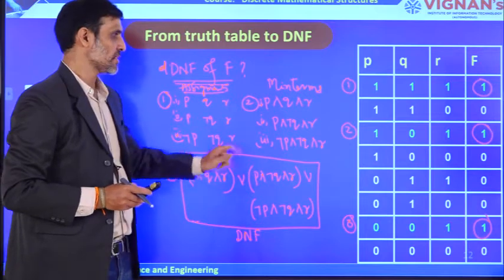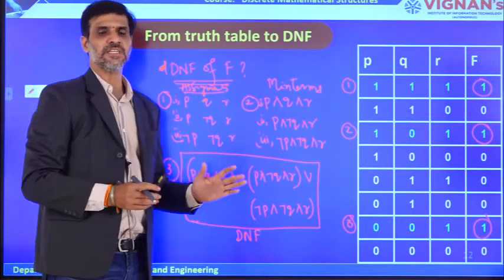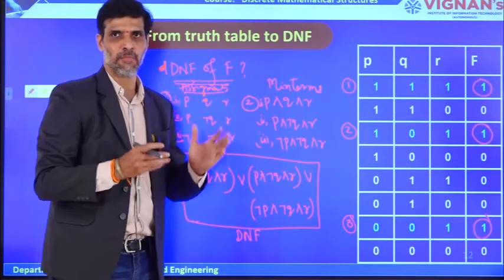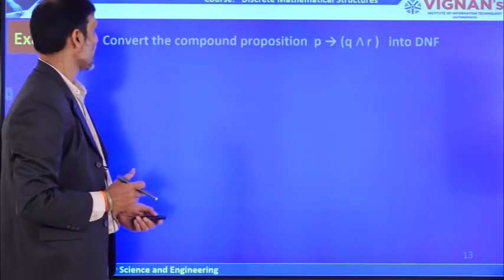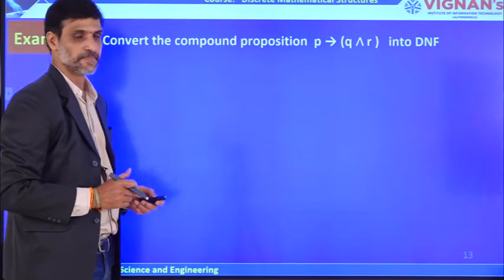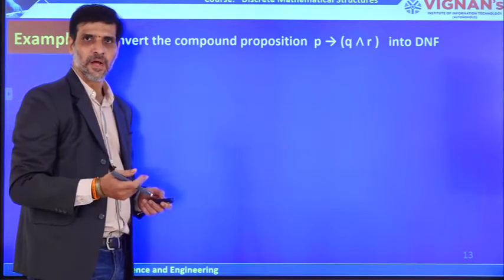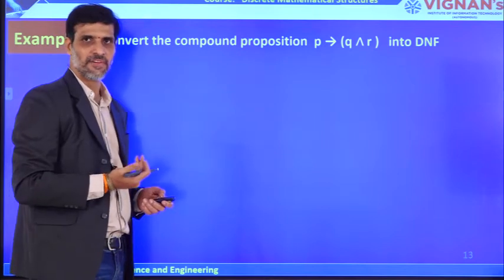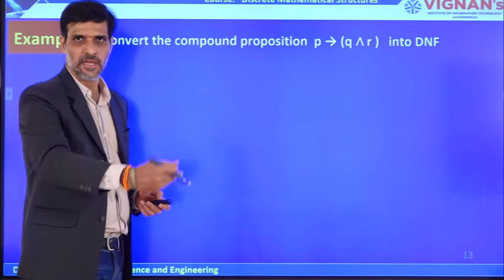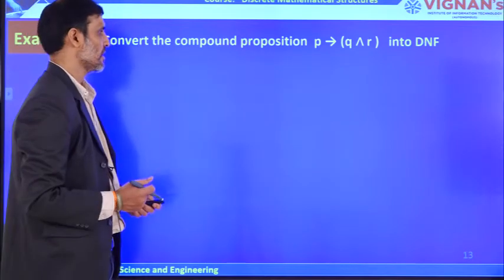So, I hope it is clear how to get a disjunctive normal form by using a truth table method. Now convert the compound proposition into the DNF. So let us try to do one more example of how to convert the given compound proposition into DNF by using the truth table method.